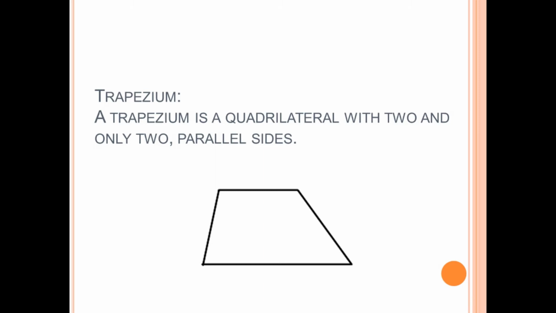You know that a trapezium is a quadrilateral. It has four sides. Two sides of the trapezium are parallel to each other and two sides of the trapezium are not parallel to each other, and they can intersect each other at some point.